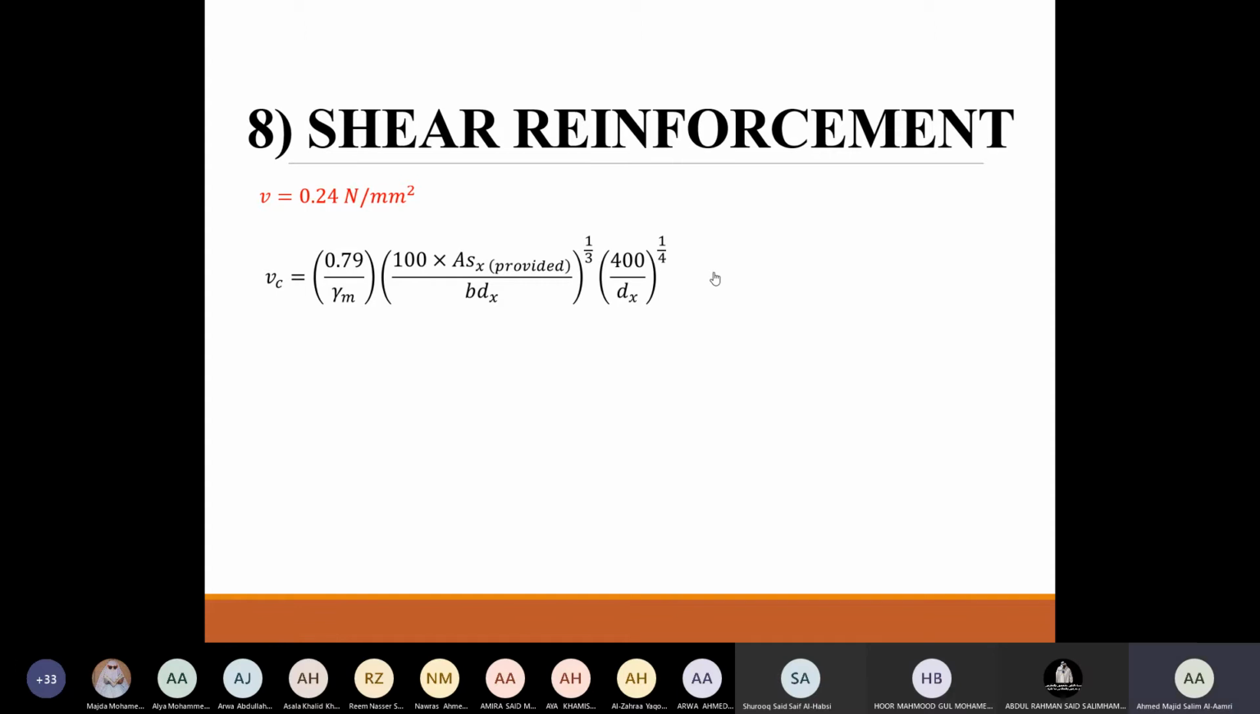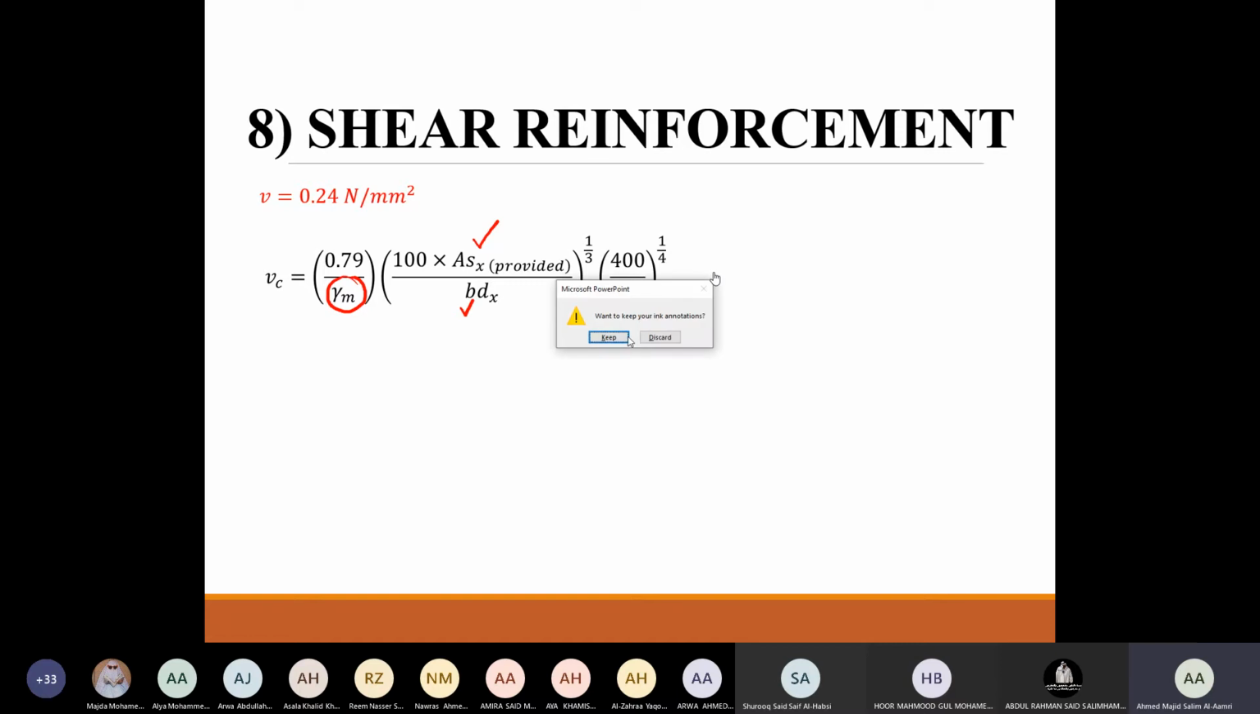Now we know our As provided. We know what's your DX value. We know what's our B. The only remaining thing is your gamma. Now we need to know from where to get the gamma.